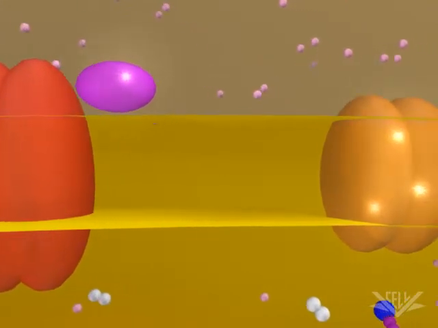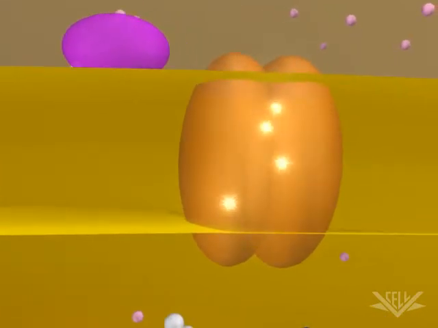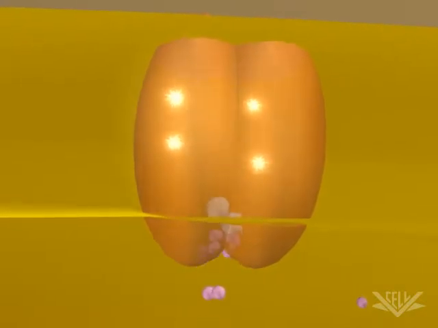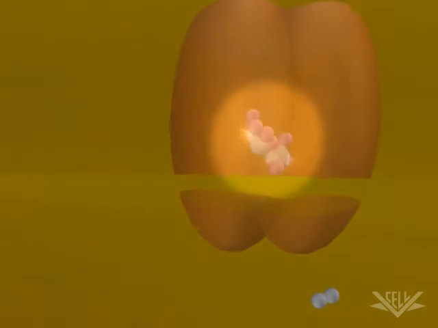This step requires 4 electrons. These 4 electrons interact with a molecular oxygen molecule and 8 hydrogen ions. The 4 electrons, 4 of the hydrogen ions, and the molecular oxygen are used to form 2 water molecules. The other 4 hydrogen ions are pumped across the membrane.